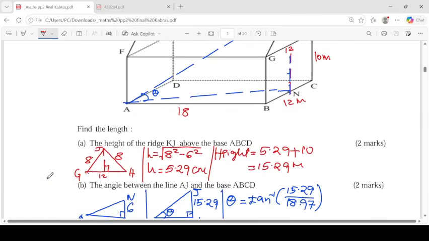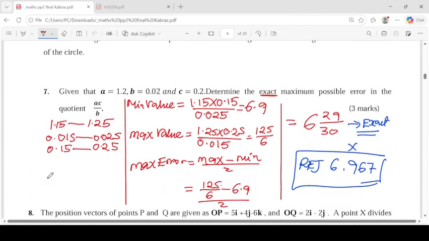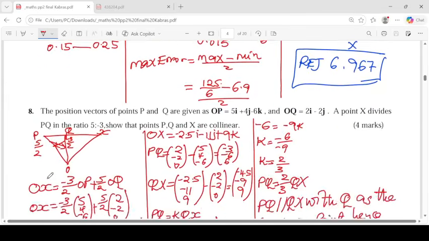So straight away, we are going to question number 17, which will be the first question of this lesson.